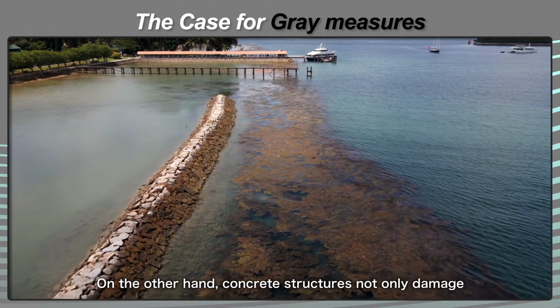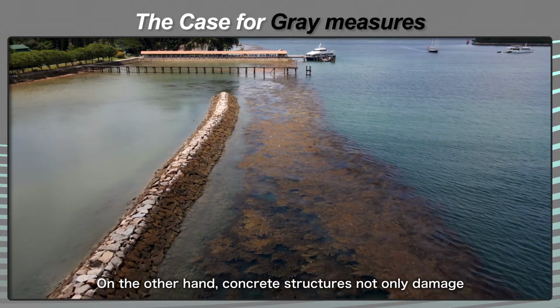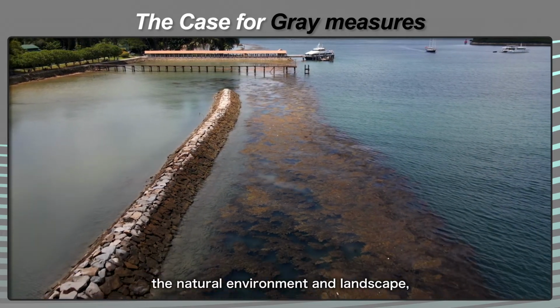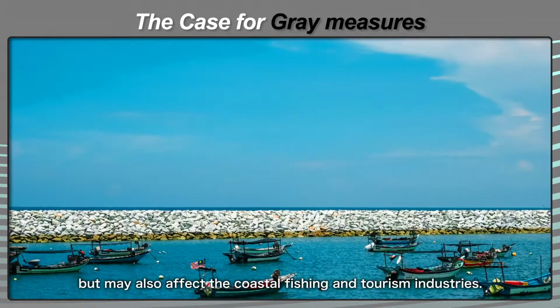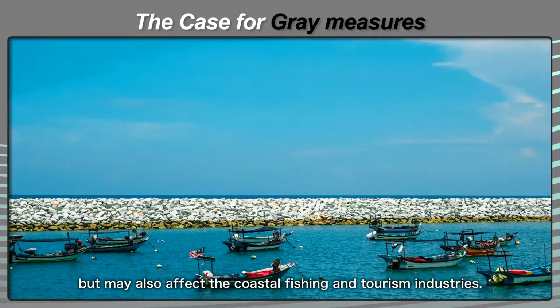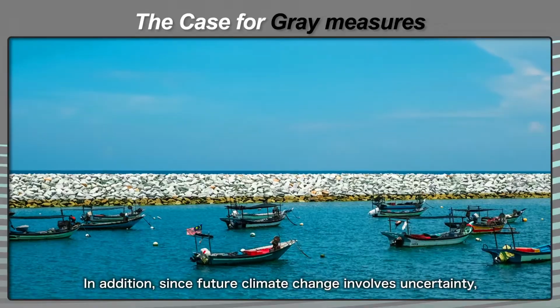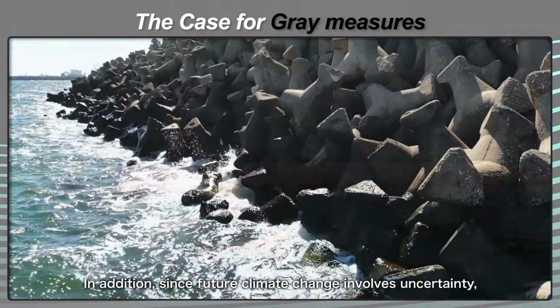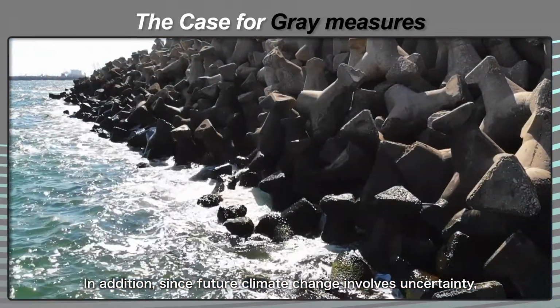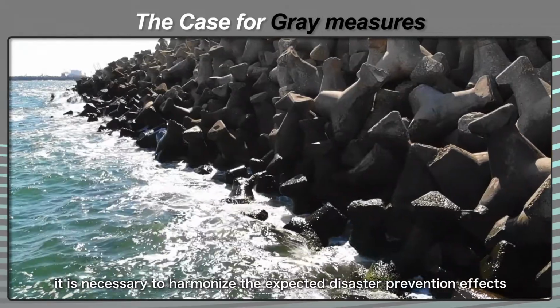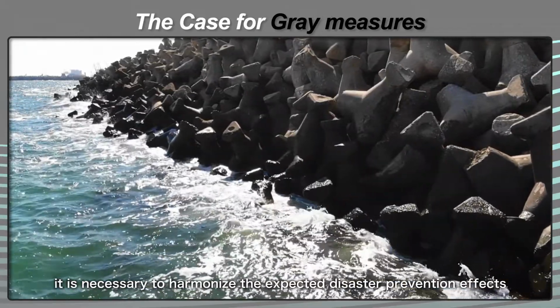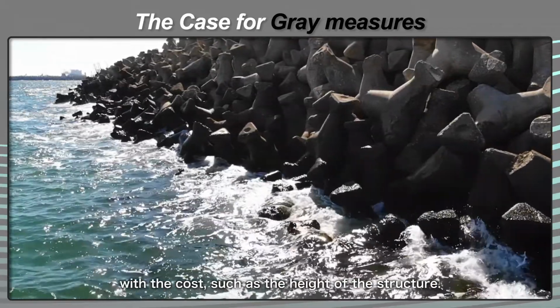On the other hand, concrete structures not only damage the natural environment and landscape, but may also affect the coastal fishing and tourism industries. In addition, since future climate change involves uncertainty, it is necessary to harmonize the expected disaster prevention effects with the cost, such as the height of the structure.